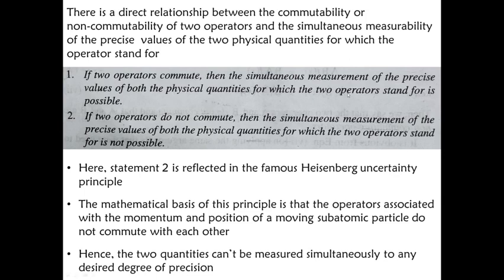Here statement 2 is reflected in the famous Heisenberg uncertainty principle. The mathematical basis of this principle is that the operators associated with the momentum and position of a moving subatomic particle do not commute with each other. Hence the two quantities cannot be measured simultaneously to any desired degree of precision. This is the basis of Heisenberg's uncertainty principle. We cannot measure precisely the position and momentum of a subatomic particle.